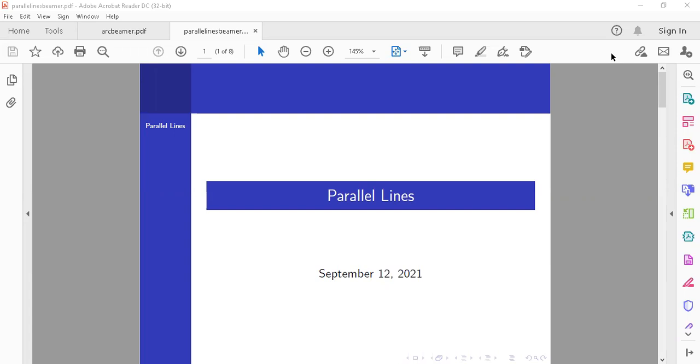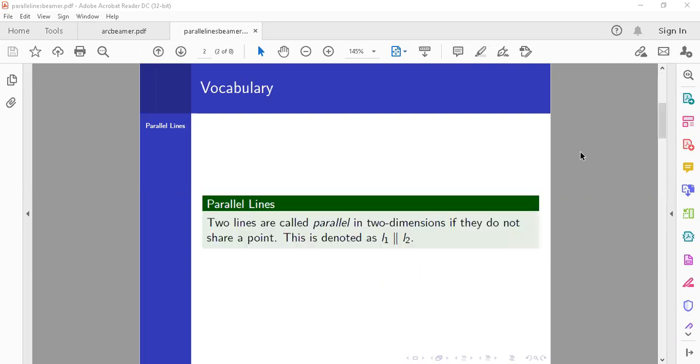In this video, we are going to introduce methods for determining if lines are parallel. Two lines are called parallel in two dimensions if they do not share a point. This is denoted as L1, then two vertical lines, and then L2. Basically, this is saying that L1 is parallel to L2.